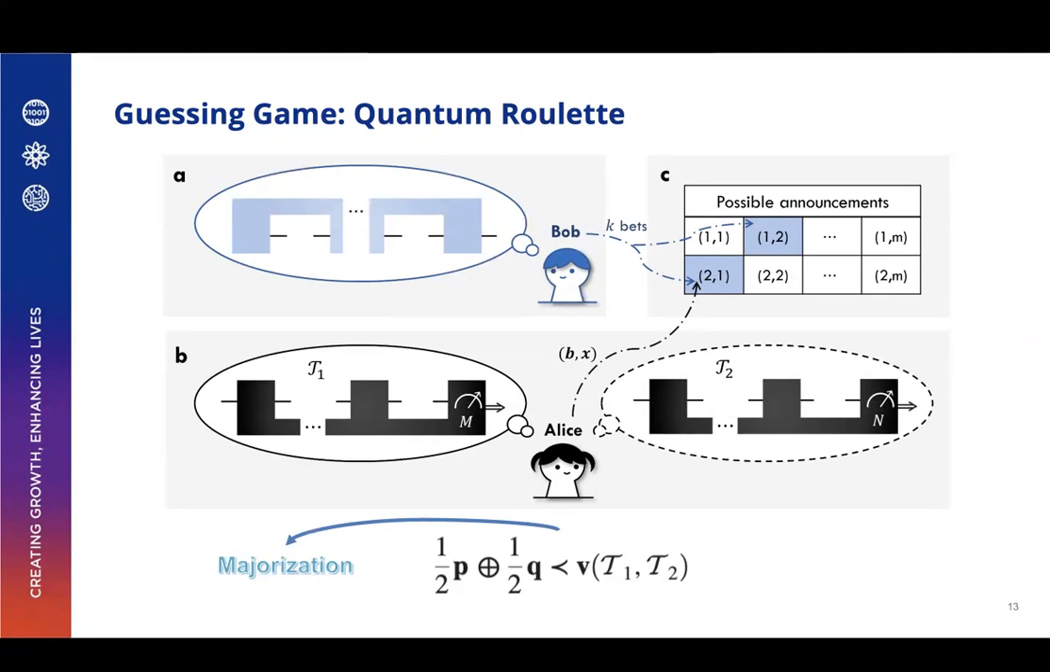Alice has two different interactive measurements, and Bob can prepare any non-Markovian quantum dynamics. They will interact for several rounds, and then Bob will guess the measurement outcome. Bob knows the interactive measurements Alice has, like T1 and T2, but before the measurement is implemented, he does not know which one will be implemented. Assume Bob has K bets. In the first round, Bob only has one bet, so he can only choose one place to put the bet.